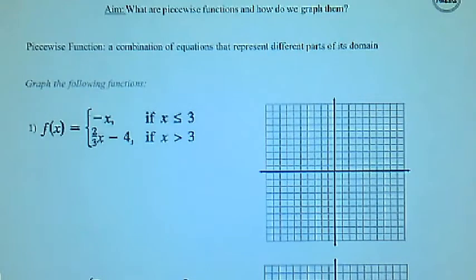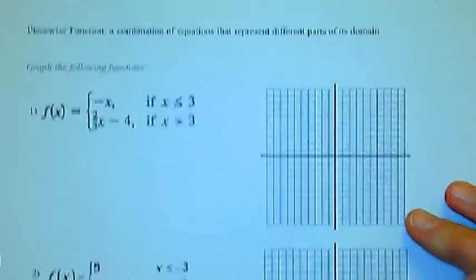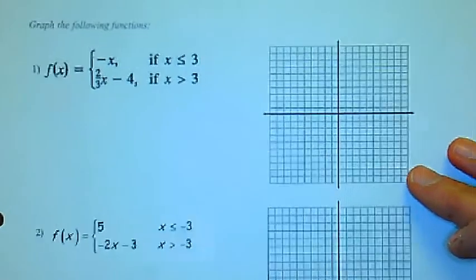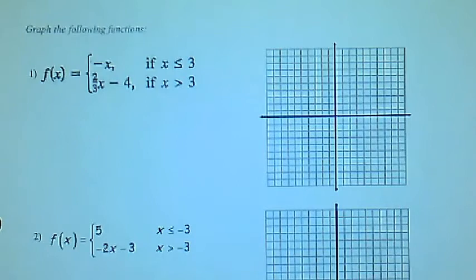So a piecewise function can be defined as a combination of equations that represent different parts of its domain. So the key word in here is the domain. That's the big thing we are going to focus on. The other thing I want you to focus on is how you would actually break this up to make it a little bit easier.